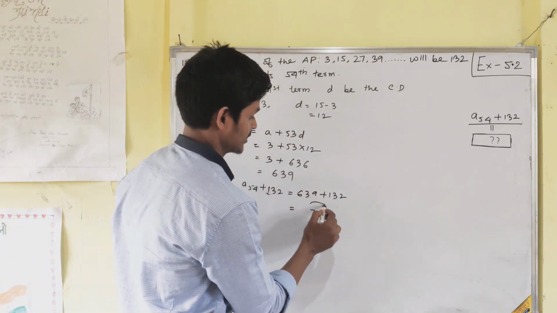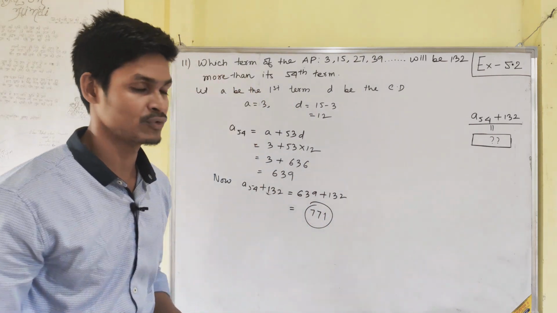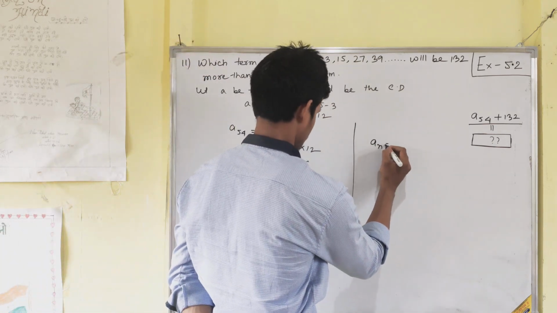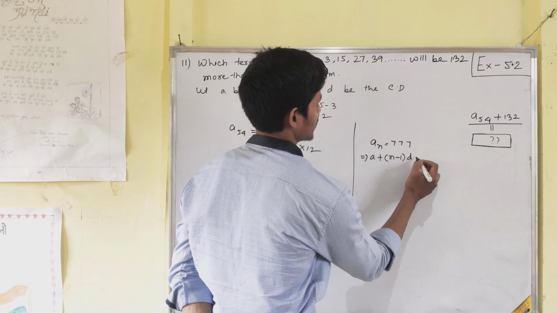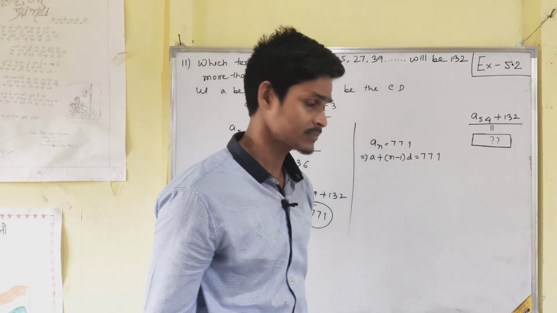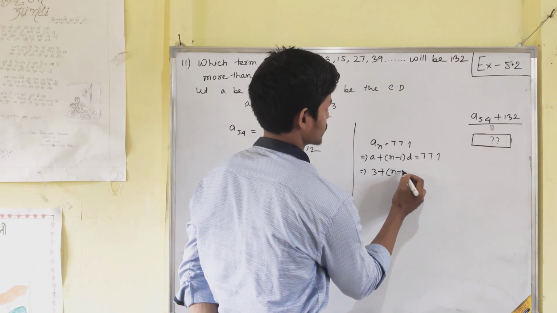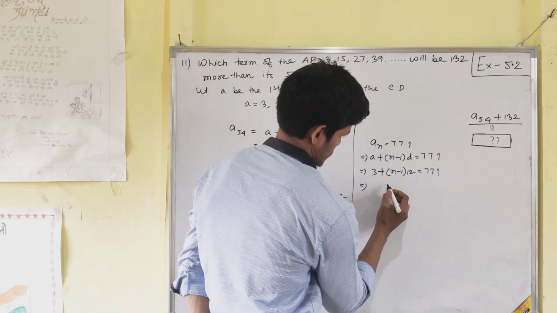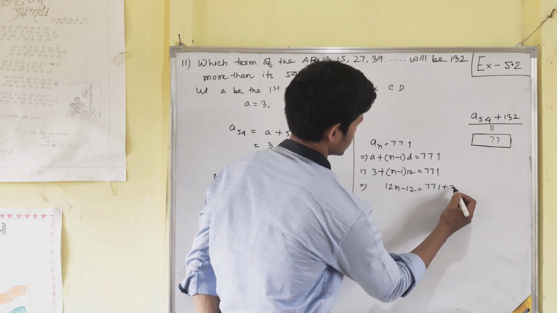Now you are to tell which term this 771 is. That means you have to find the value of n. So now write a_n equals 771. So a plus n minus 1 into d equals 771. Okay, so a is 3 plus n minus 1 into d, which is 12, equals 771. So 12n minus 12 equals 771 minus 3.